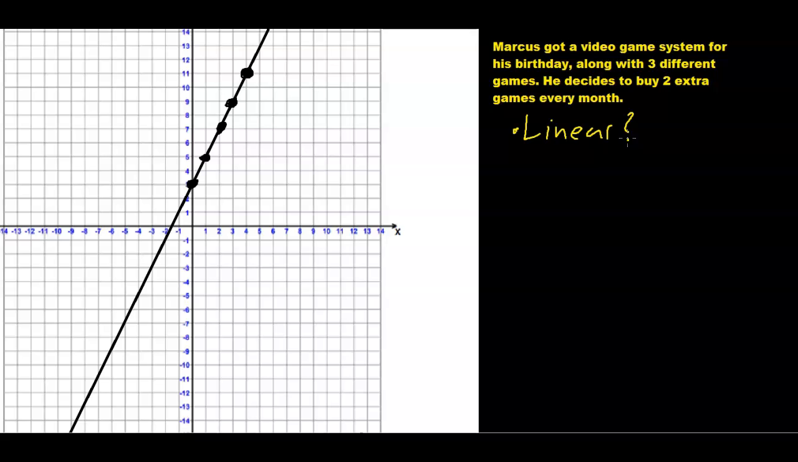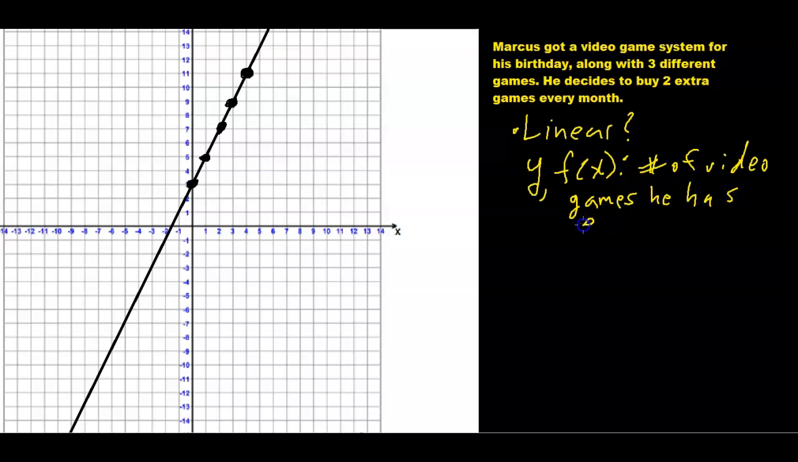So let's take a moment and think about what everything means here. What do the y values or the f of x values that are graphed on the y-axis mean? Well, that's his number of video games he has for each different month, right?